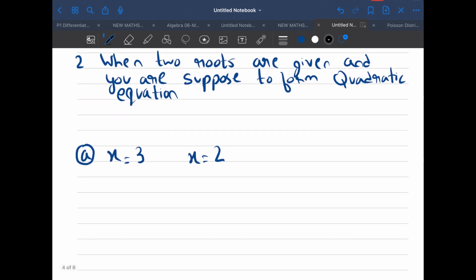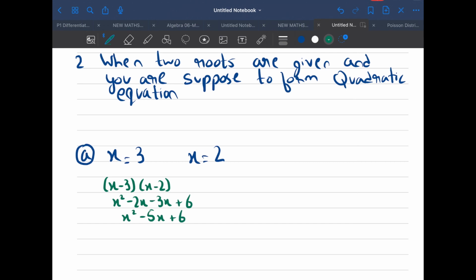So guys, when you are given 2 roots and you are supposed to form a quadratic equation, how do you make that? So I shift this here, x minus 3, and I shift this 2 here, x minus 2. Now, can I multiply this: x square minus 2x minus 3x plus 6? So it's going to become what? x square minus 5x plus 6.